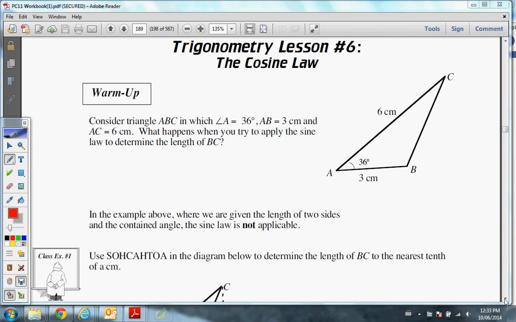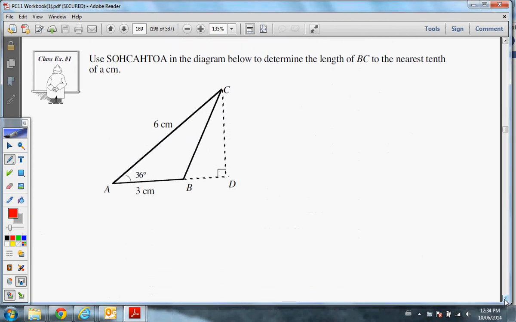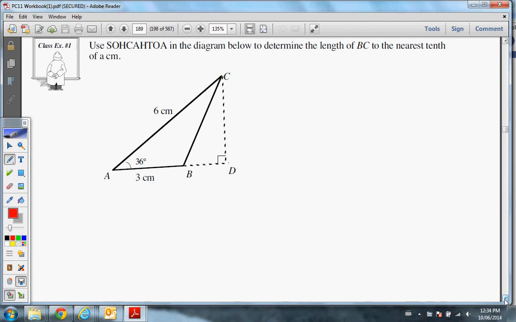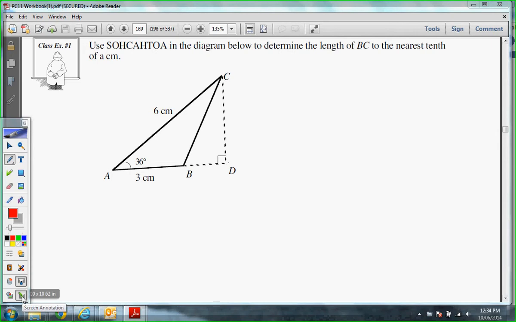So let's see here. Use SOHCAHTOA in the diagram below to determine the length of BC, to the nearest tenth. We're going to do these first two examples the long, harder way, just so that you understand where it comes from, and then it's going to kick out the formula for you. This is the same problem that we just had, and they drew a dotted line to make it a right triangle. We still have enough information to solve for this side and this side.